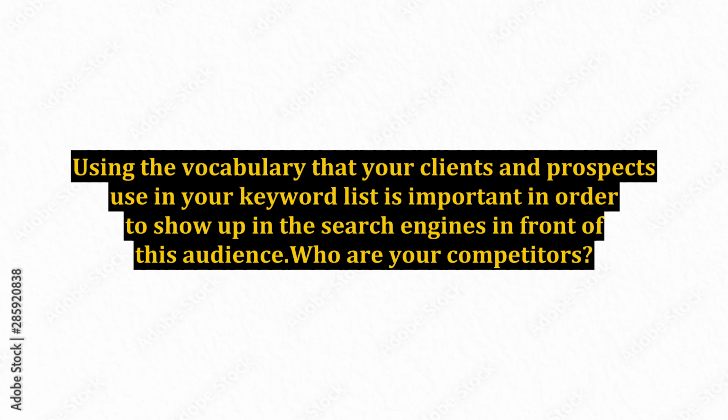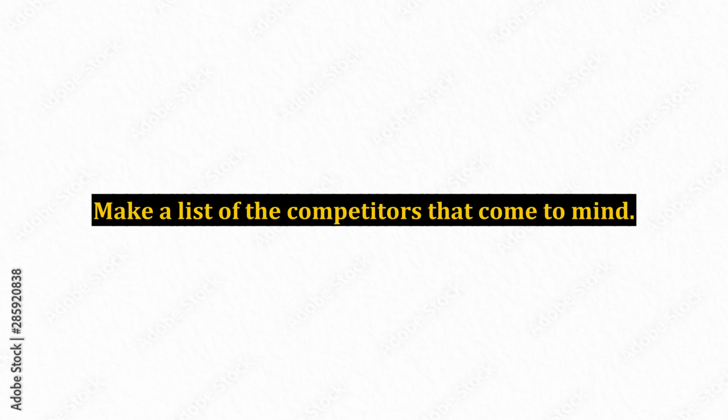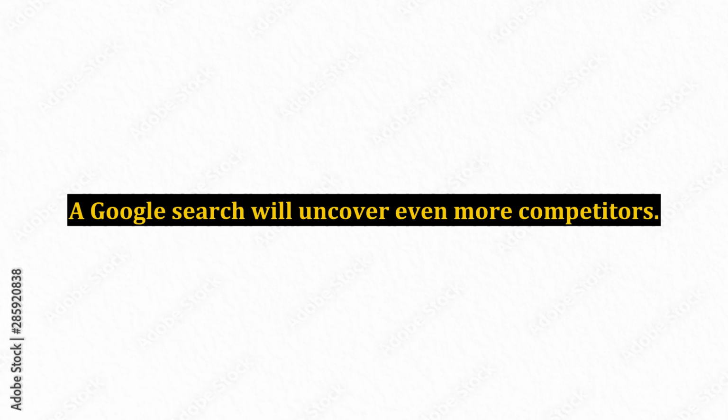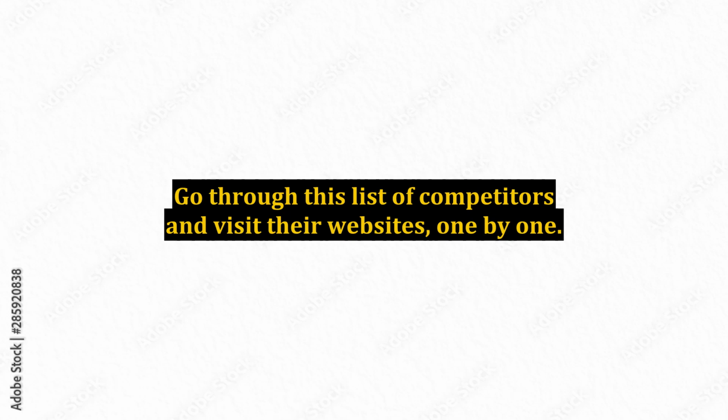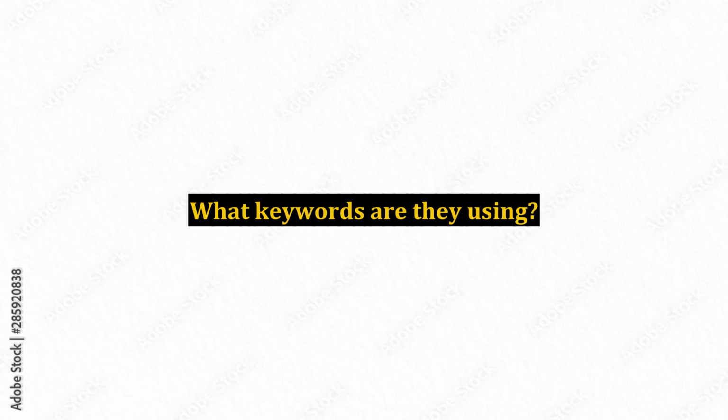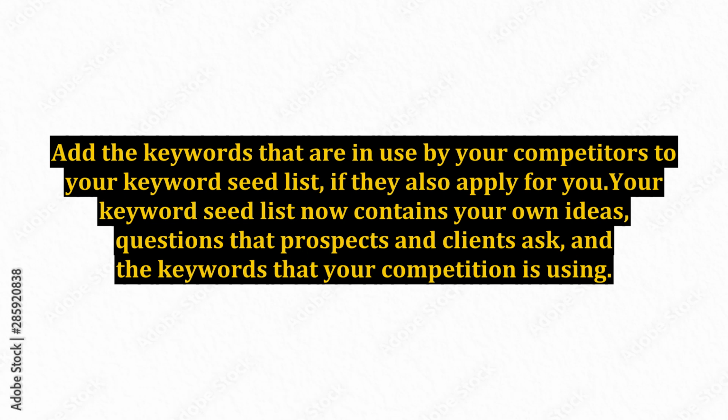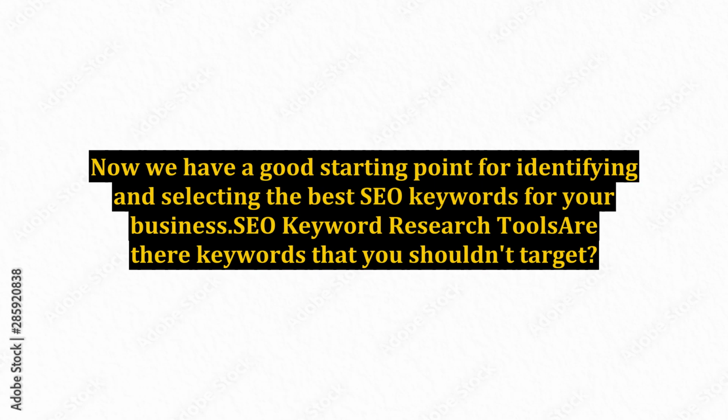Who are your competitors? Make a list of the competitors that come to mind. A Google search will uncover even more competitors. Go through this list of competitors and visit their websites, one by one. What keywords are they using? Add the keywords that are in use by your competitors to your keyword seed list, if they also apply for you. Your keyword seed list now contains your own ideas, questions that prospects and clients ask, and the keywords that your competition is using. Now we have a good starting point for identifying and selecting the best SEO keywords for your business.